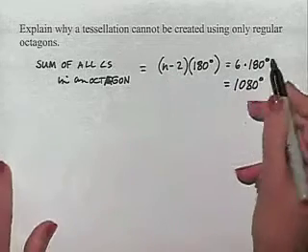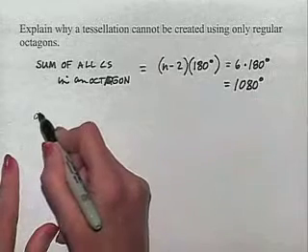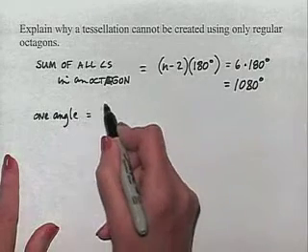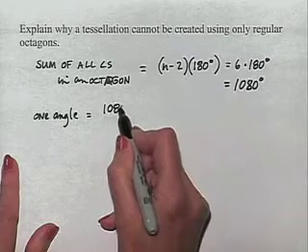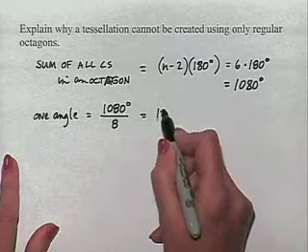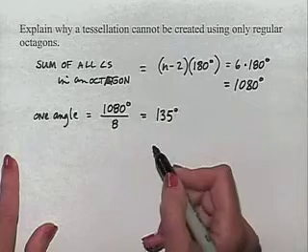Well, we're talking about a regular octagon. So let's look at one angle in that octagon. That's going to be the sum of all of the angles divided by the number of angles, which is 8, and that gives us 135 degrees.